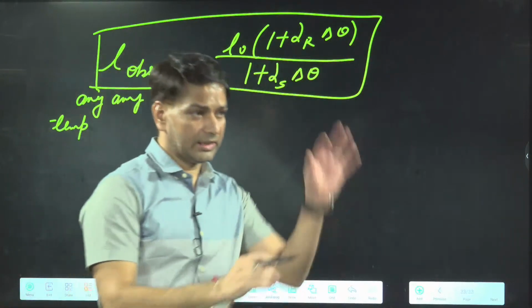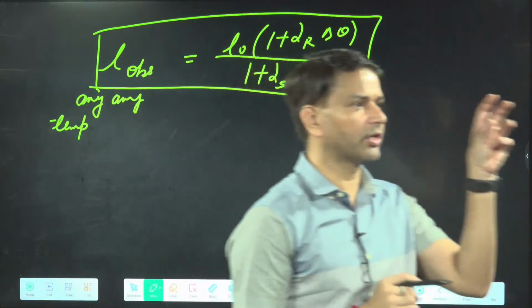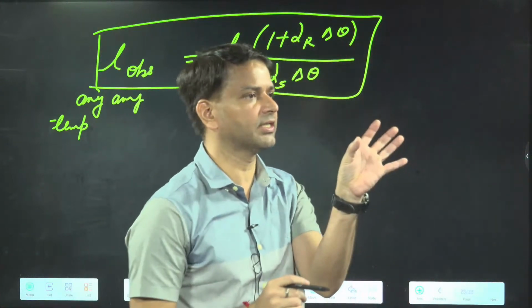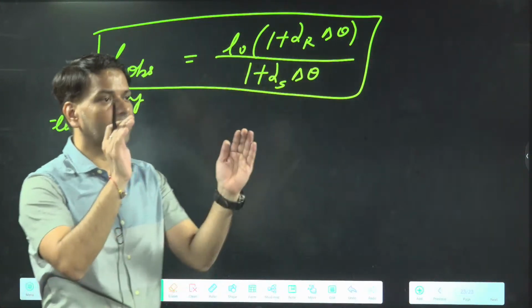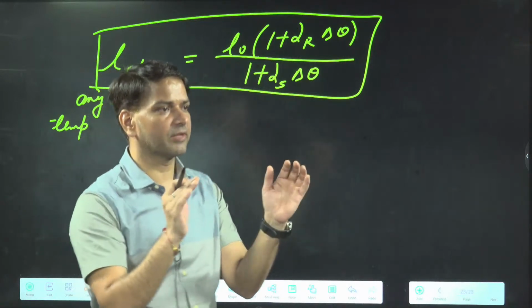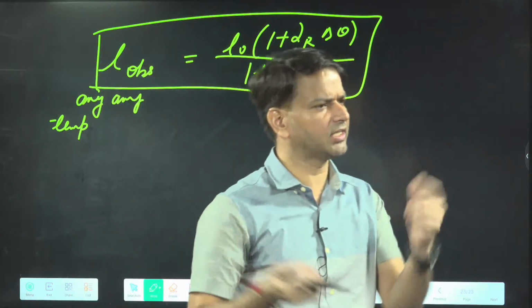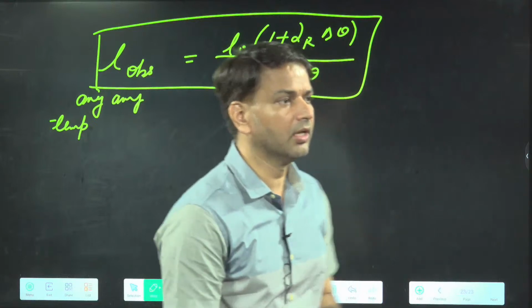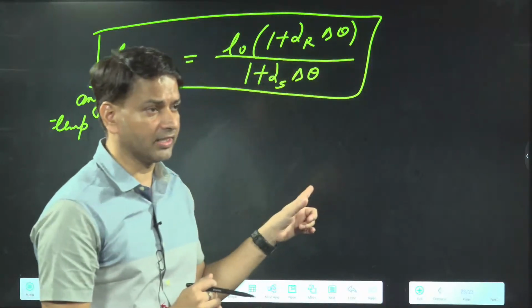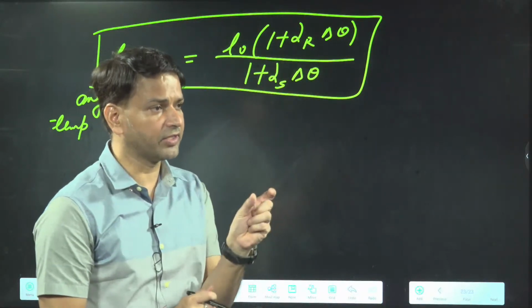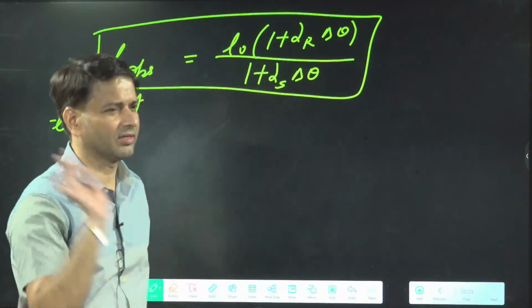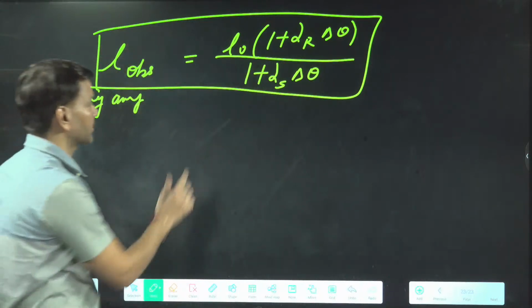So in the numerator, if you see, that is L naught into 1 plus alpha rod delta theta. It is the actual length of the rod after the expansion. What we write? L into 1 plus alpha delta theta. So that I have written in the numerator. And the denominator is 1 plus alpha s into delta theta. It is one division of the scale. That we can derive, but here the derivation is not much important.